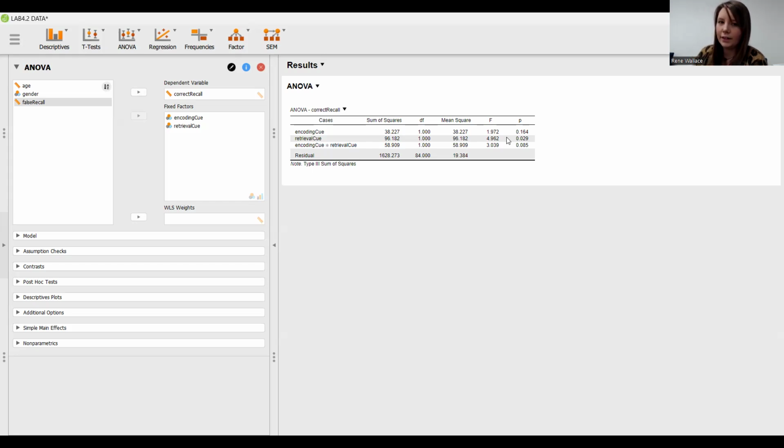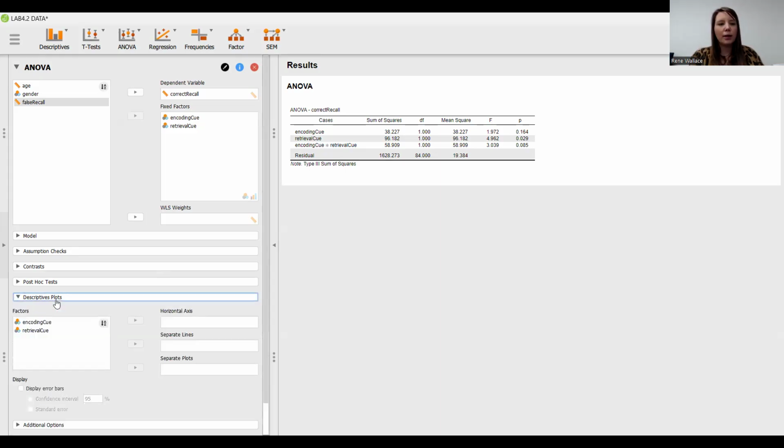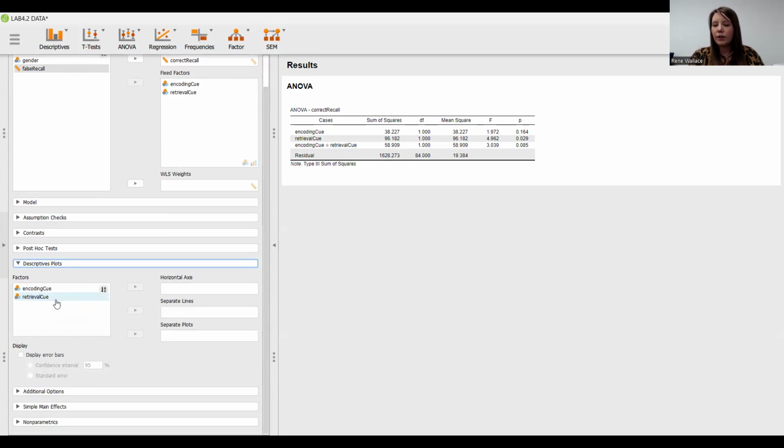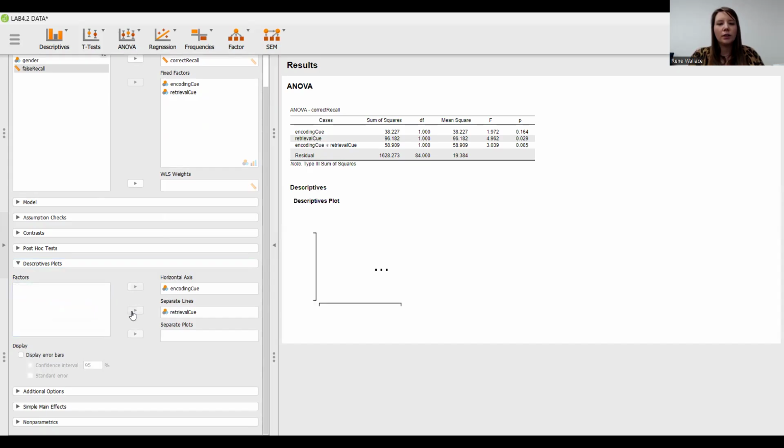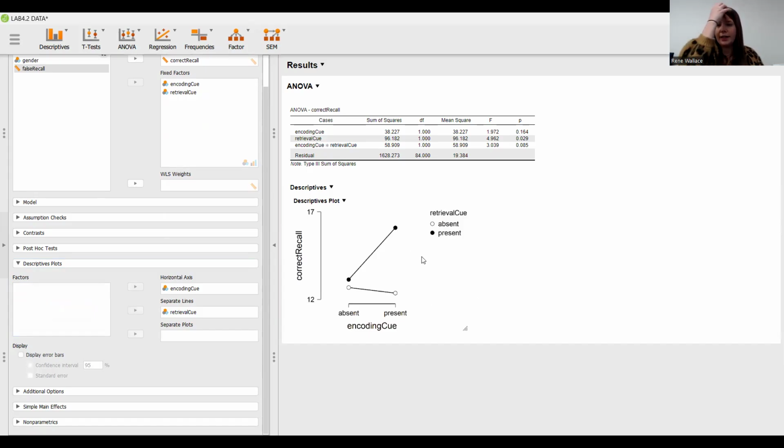So we know there is an effect, at least on mine, for retrieval cue, but we don't know what it is. So let's look at some data, a different way to just kind of see what we can see. So I'm going to go to descriptive plots on my pull down over here. And you can do whatever you want, but I'm going to put encoding cue on the horizontal axis and then retrieval cue on separate lines. You do not have to include this in your paper, but if you want to, you could screenshot this, make sure you give it the appropriate APA headings and notes and stuff. But let's see what I got.